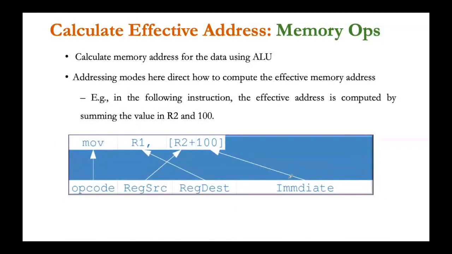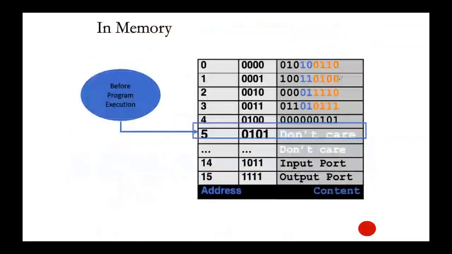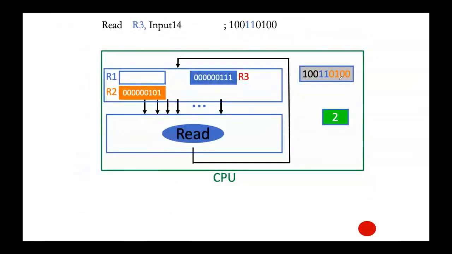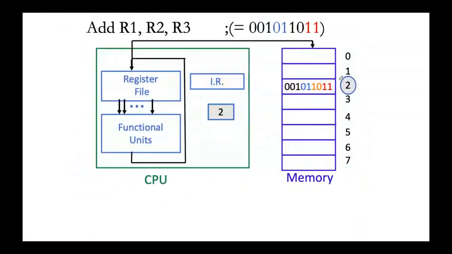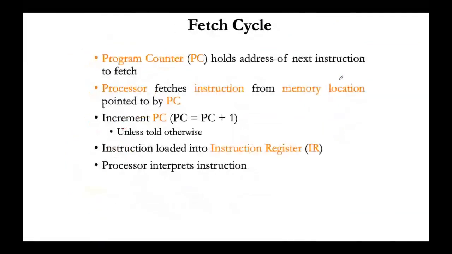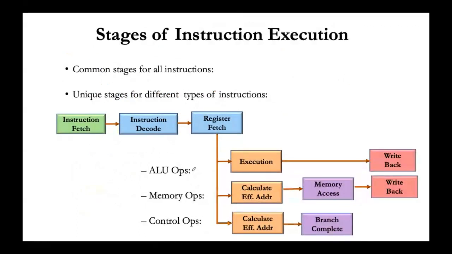Then suppose you are going to execute memory operations, what do we need to do? If ALU operations happen, the instruction is simply fetched and decoded, then it starts executing and the result is stored in the write back. But if you have instructions like memory operations or control operations, first they are going to calculate the effective addresses.